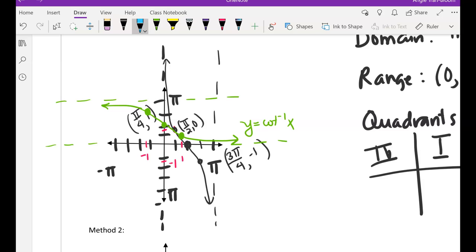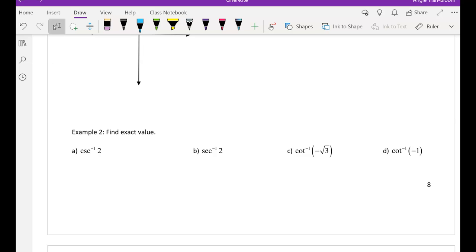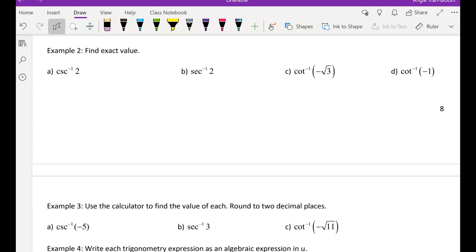Example 2 says, find the exact value. Calc or non-calc? Non-calc. Do you know how to find the answer to 2a? Try. If you don't, that's okay. Just talk to your friends about how to. What are the steps that you would need to take to find it? Talk it out. Communicate with your friends. If you don't remember from Algebra 2 trig, totally okay.